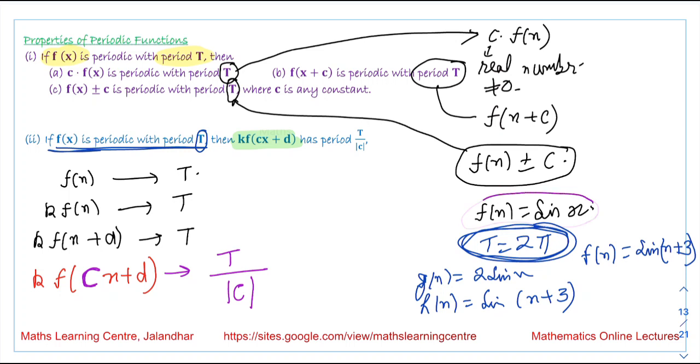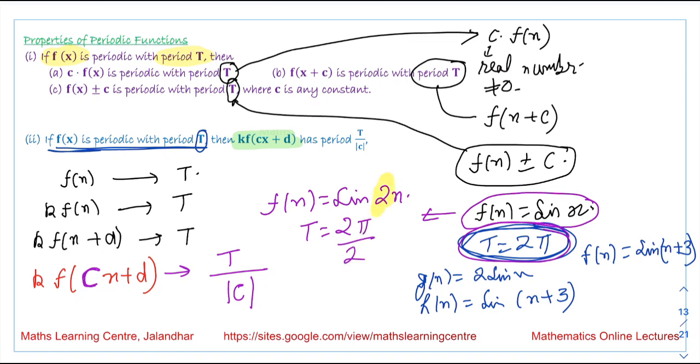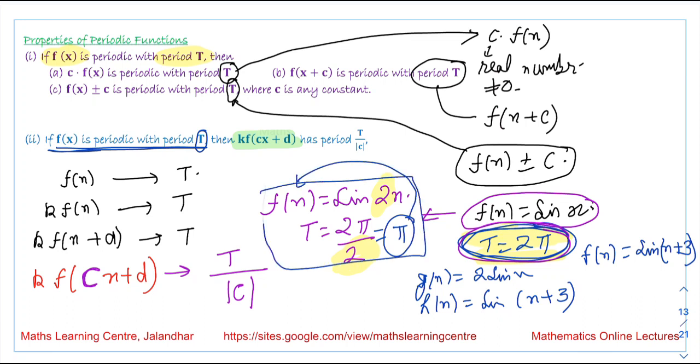It means if the function sin x has the period 2 pi, then the function f(x) is equal to sin 2x will have the period t equal to 2 pi over 2. We are dividing the period by the value 2 and the answer we obtain is pi. The period of the function sin 2x will be equal to pi. So these results you should always remember, because these will be useful when you are solving problems based upon the periods.